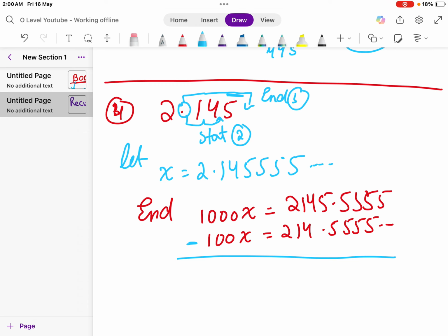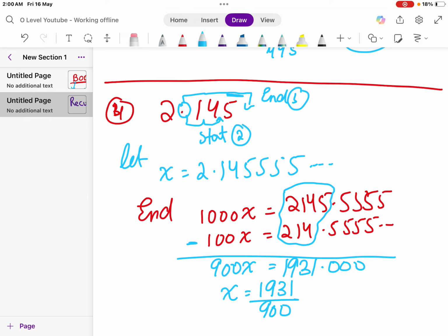Now we need to subtract. So 1000x minus 100x will be 900x, and on the right, 2145 minus 214 gives us 1931.000. So now what we need to do is 1931 divided by 900. Now we need to see if any simplification is possible, so we have to simplify. I think there is no simplification possible in this question, so this will be your final answer. So I hope everything is clear in this question, there is no confusion. So I hope the concept is clear.